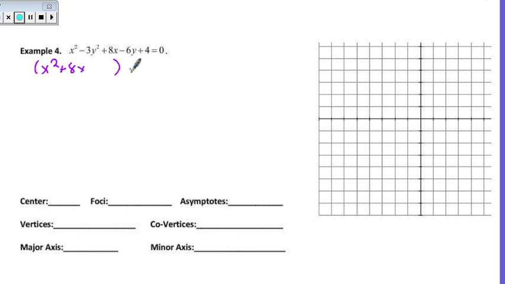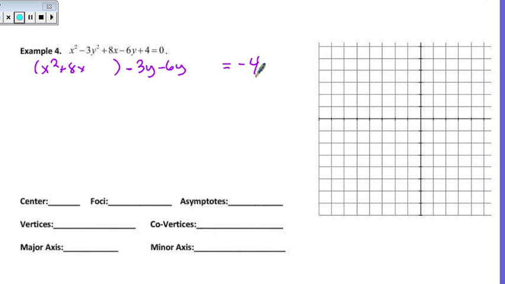Leave a little bit of room to complete the square. It's going to be, let's take that parenthesis off for just a second, minus 3y squared minus 6y. And I'm going to bring that 4 over to the negative side. Remember to switch the signs.